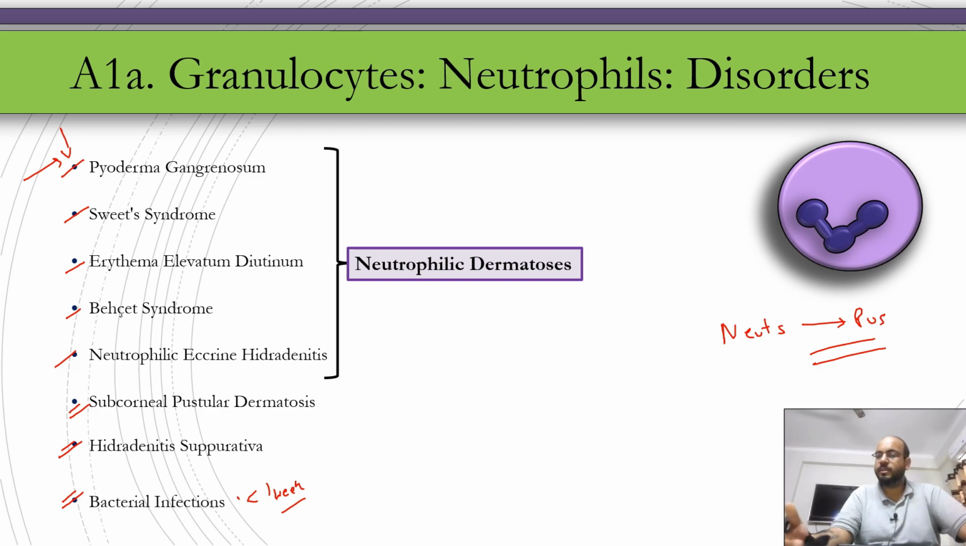Okay, same for Sweet's or Behcet's. The lesions heal quite quickly. They come quickly, they go quickly too. That is because of the faster acting innate immune system involving neutrophils. Clear? Let's move forward.